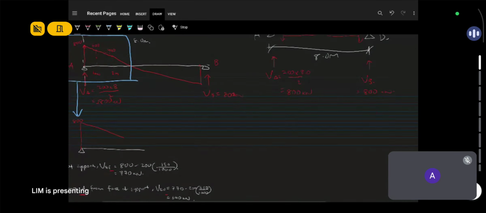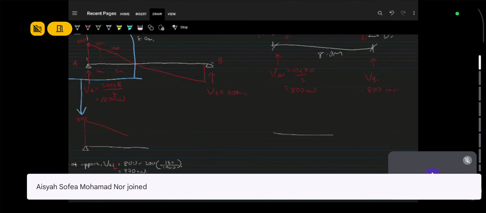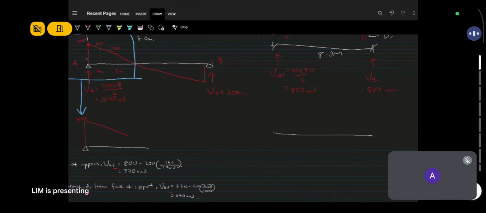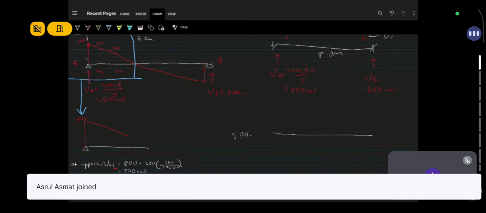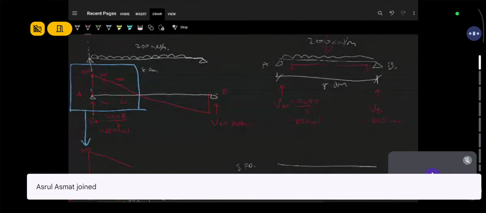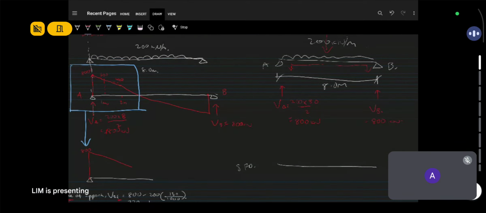From your support reactions, you can draw your SFD. How do you draw your SFD? Well, at VA you have a support reaction of 800, so you draw 800 first. You start with the support reaction of 800. Now, what happens to the shear force diagram next?